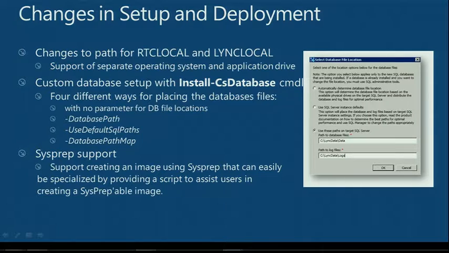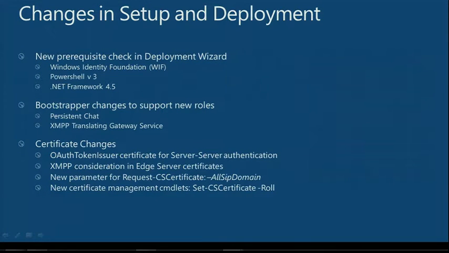The other change around setup is support for sysprep. We've had a lot of organizations request the ability to have a sysprepped image that could then be deployed as part of a Lync server solution. So we don't need to run setup from the binaries themselves or use something like Windows Deployment Services to deploy it. And so now we have the ability to create a sysprepped image for Lync and then run the bootstrapper on that to properly configure or install the appropriate Lync server roles after that sysprep image has joined the domain. There is also a prerequisite check in the deployment wizard.